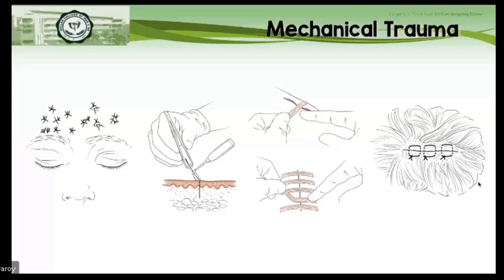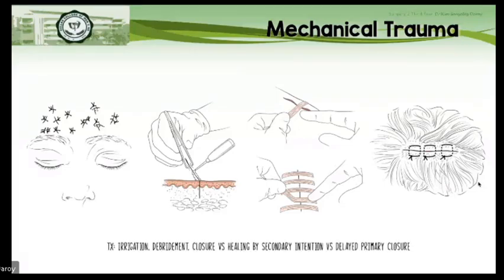There is no systematic evidence to guide the optimal timing of closure within 24 hours, but many surgeons will close primarily within 6 to 8 hours of injury. Grossly contaminated or infected wounds should be allowed to heal by secondary intention or delayed primary closure. In wounds allowed to heal secondarily, negative pressure wound therapy can increase the rate of granulation tissue formation.